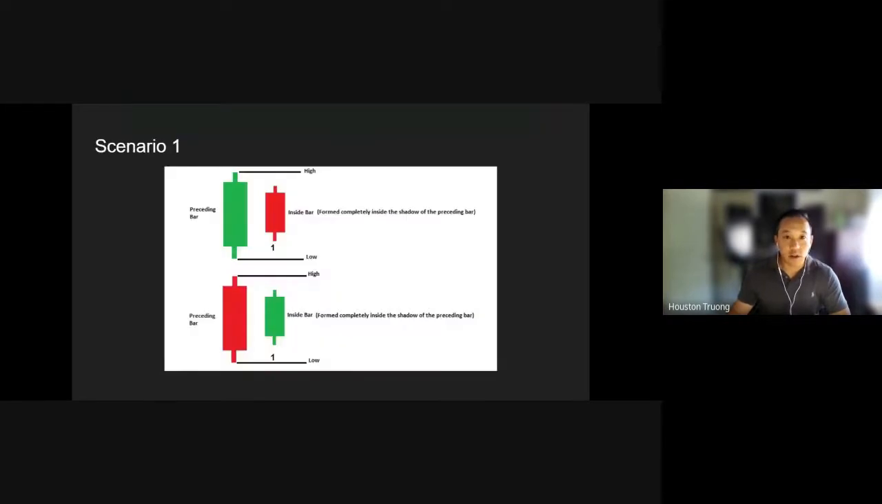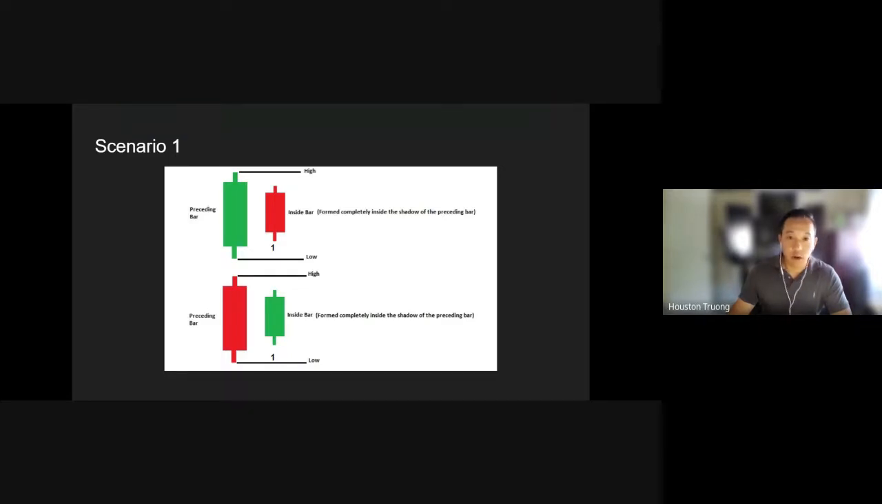The first scenario, scenario number one, is called a classic inside bar. Underneath these inside bars, I put the number one. We call these ones, right? An inside bar is anything where the current bar is inside the range of the prior bar, otherwise known as the mother bar. So it could be a big green bar, and then you have a bar that is lower than the previous high and higher than the previous low. That would be the inside bar.